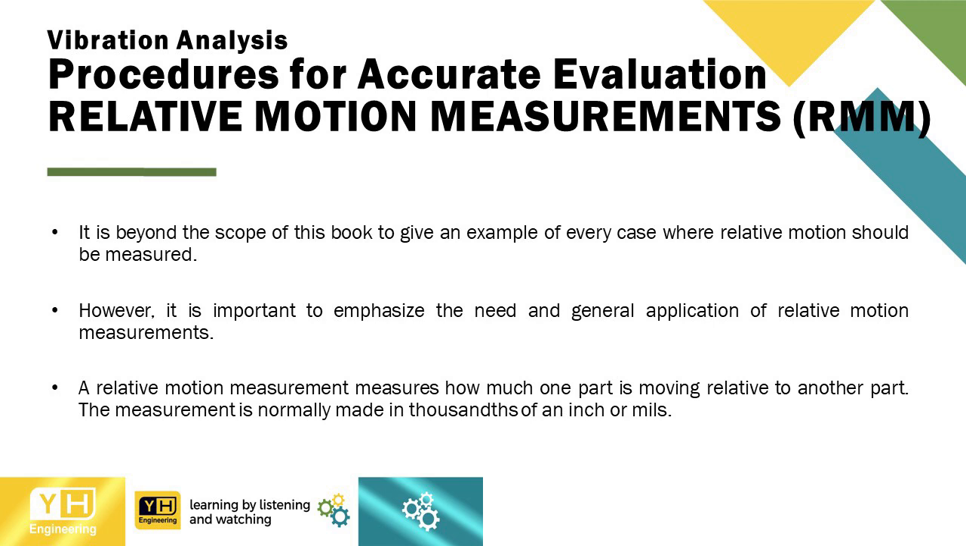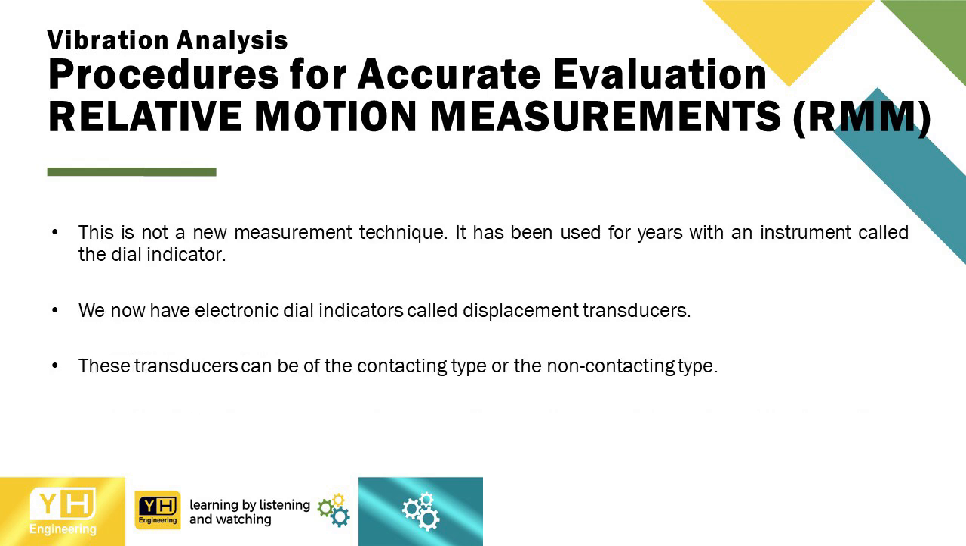A relative motion measurement measures how much one part is moving relative to another part. The measurement is normally made in thousandths of an inch, or mils. This is not a new measurement technique. It has been used for years with an instrument called the dial indicator. We now have electronic dial indicators called displacement transducers. These transducers can be of the contacting type or the non-contacting type.